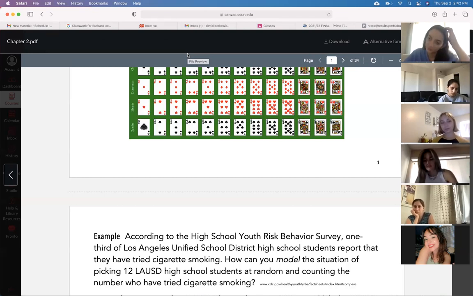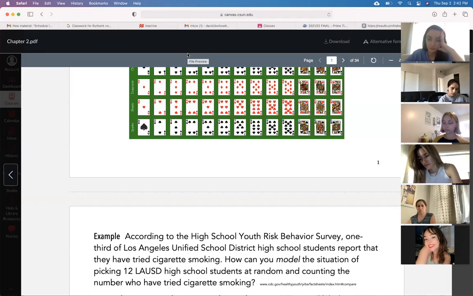I'm going to take 3 cards, an ace, a 2, and a 3, and I'm going to shuffle them, and I'll pick one at random. I will say that the ace represents smoking, and the 2 and the 3 represent non-smoking. If I pick an ace, that means that the student that I just questioned said what when it comes to smoking or non-smoking? Do they smoke or do they not smoke? They smoke.